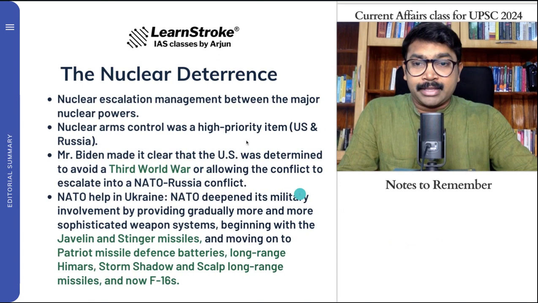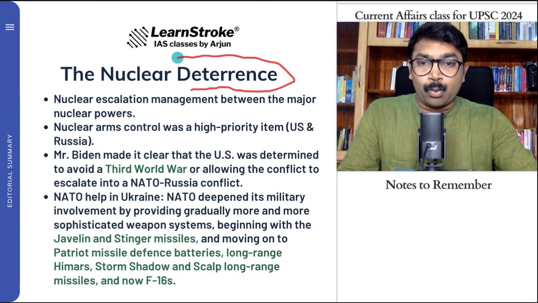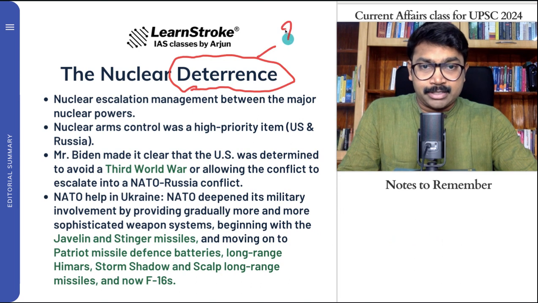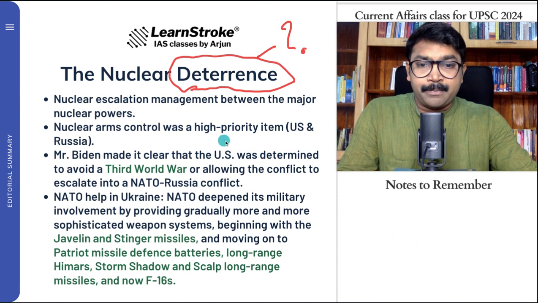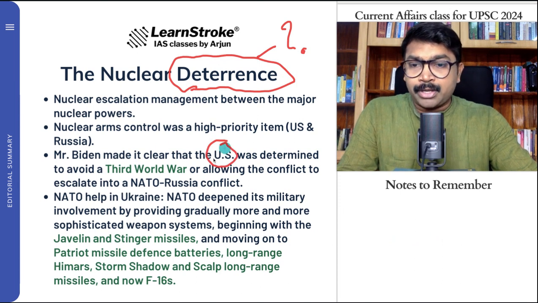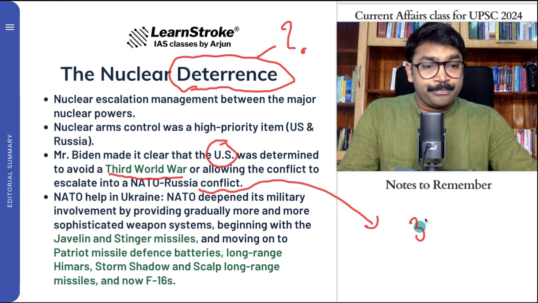The most important thing that you have to remember is nuclear deterrence. What is the concept of nuclear deterrence? It might be a new concept for many of you. What do you mean by nuclear deterrence? Joe Biden and the United States have made it very clear that we need to avoid something called a third world war. Very important: we need to avoid a third world war and a NATO-Russia conflict. That is something to be noted here.